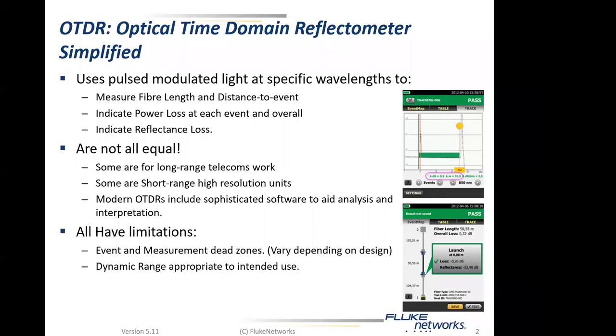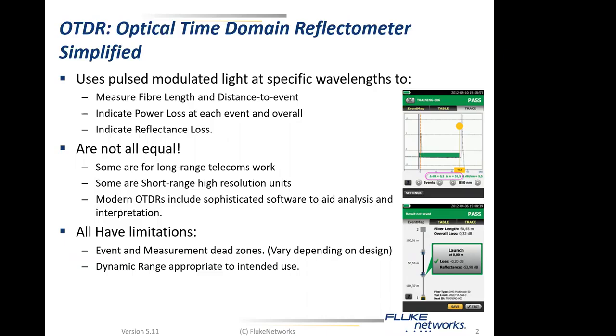And then all OTDRs have limitations. All OTDRs have event and measurement dead zones, which vary depending on their design and their intended use. An event dead zone is the distance behind one event or one happening along the fiber, during which the OTDR is unable to detect another event. So you could call it a shadow behind the event, and depending on the design of the OTDR, that can be a very short distance or a very short period of time, or it can sometimes be quite long.